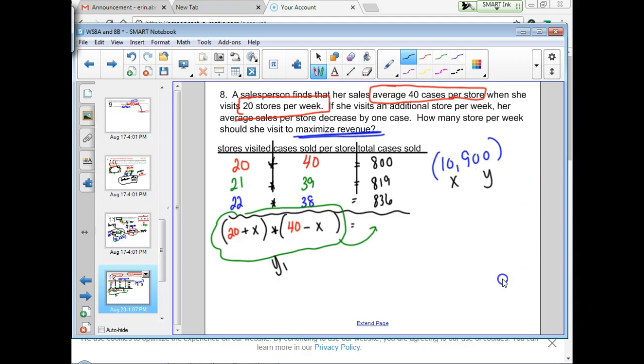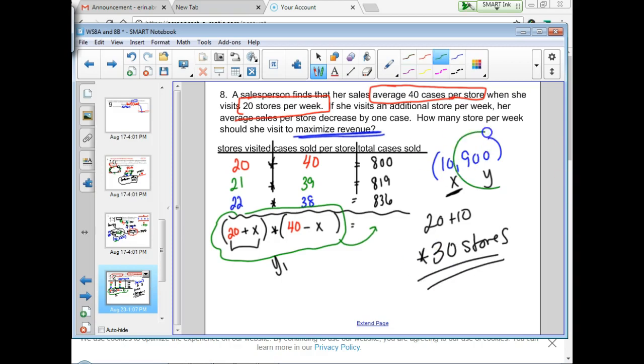The question itself says, how many stores per week should she visit to maximize her revenue? So number of stores per week, that's this column here. And we're supposed to find that by 20 plus x. So if x is 10, she should visit 30 stores. What's this 900 number? Anyone figure that out?